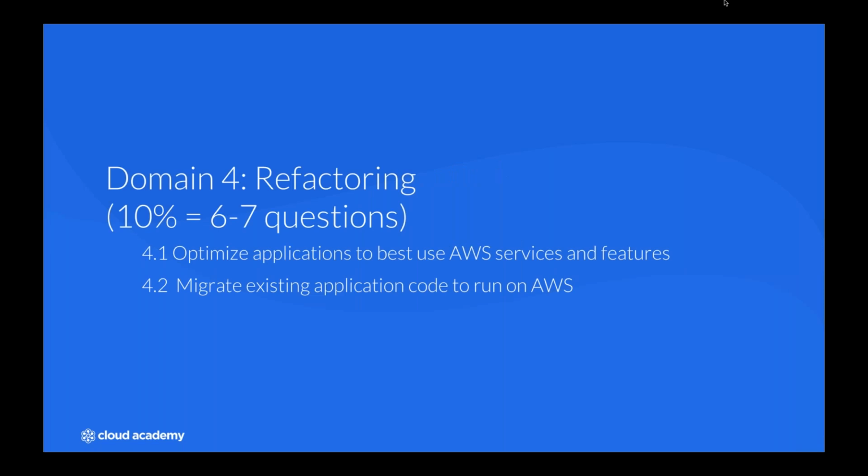So it's 10% of the total exam, and 10% of 65 is going to fall in between 6 and 7 questions. And there are 2 subdomains: 4.1, optimize applications to best use AWS services and features, and then migrate existing application code to run on AWS. So really what this comes back down to is, what are we going to do to move an application into the cloud? Not necessarily building from scratch, not a fresh build, but what do we have to do to change, modify the code we have so that it works in the cloud?